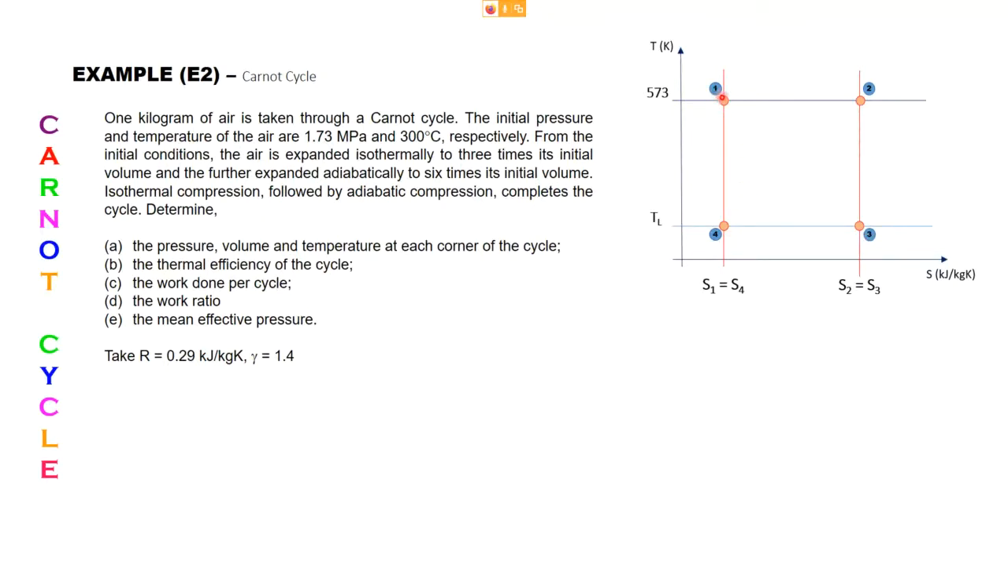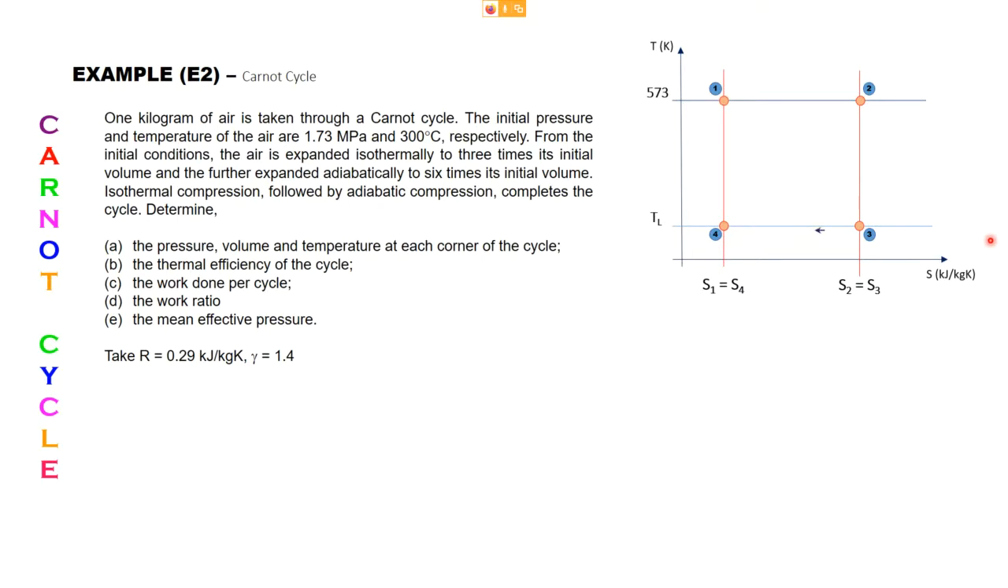So isothermal expansion, isentropic expansion, then followed by isothermal compression, then isentropic compression, back to point 1. The initial pressure and initial temperature should be based on this. Based on what the question has said, this has to be point 1. So you have to read the question and understand what it says. So that is your point 1, on the TS diagram.